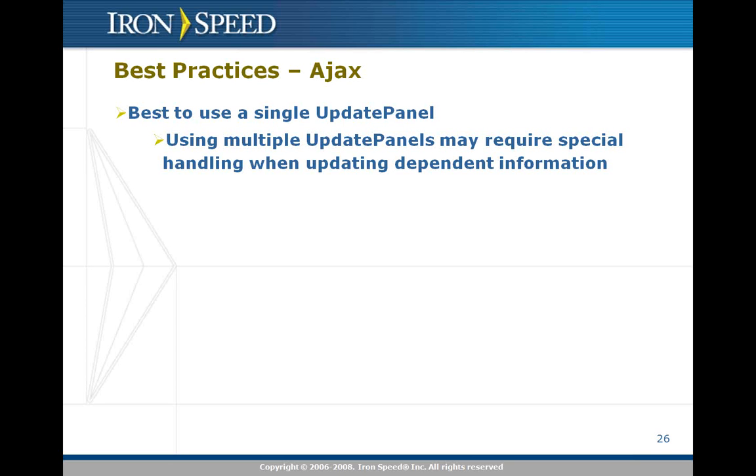Well, the reason for that is that if you have any dependent controls, using multiple update panels, especially which are not nested, will require you to do special handling when updating dependent information. So if panel 1 changes, you may have to change panel 2, for example. Let's say if you have a master record at the top, detail at the bottom, you don't want to put them into 2 update panels. You want to put them into 1 update panel, because when the master record changes, the detail also has to change for the different masters, as an example.